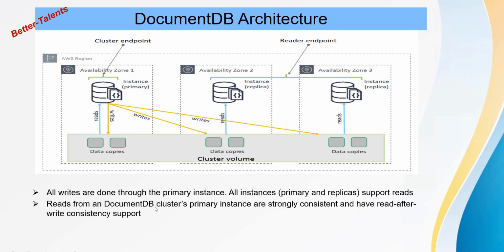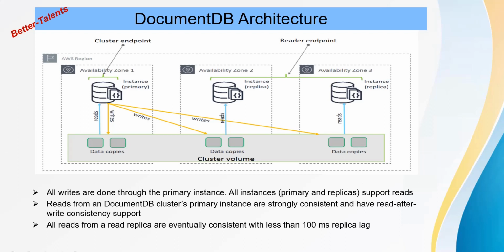Reads from the DocumentDB cluster primary instance are strongly consistent. So if you need strong consistency for your application, and you want to read the data immediately after writing, your application should point to this primary instance.